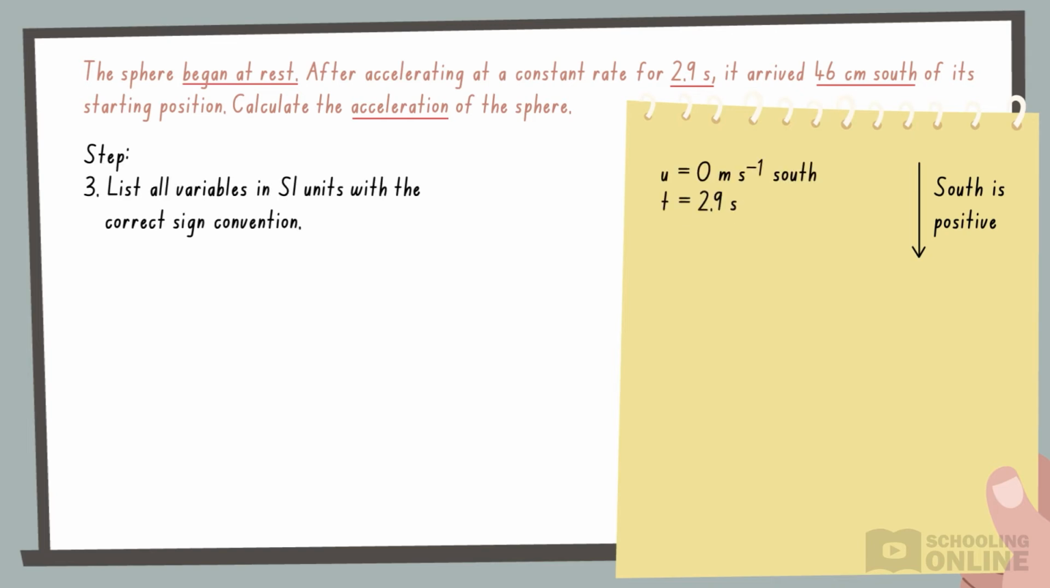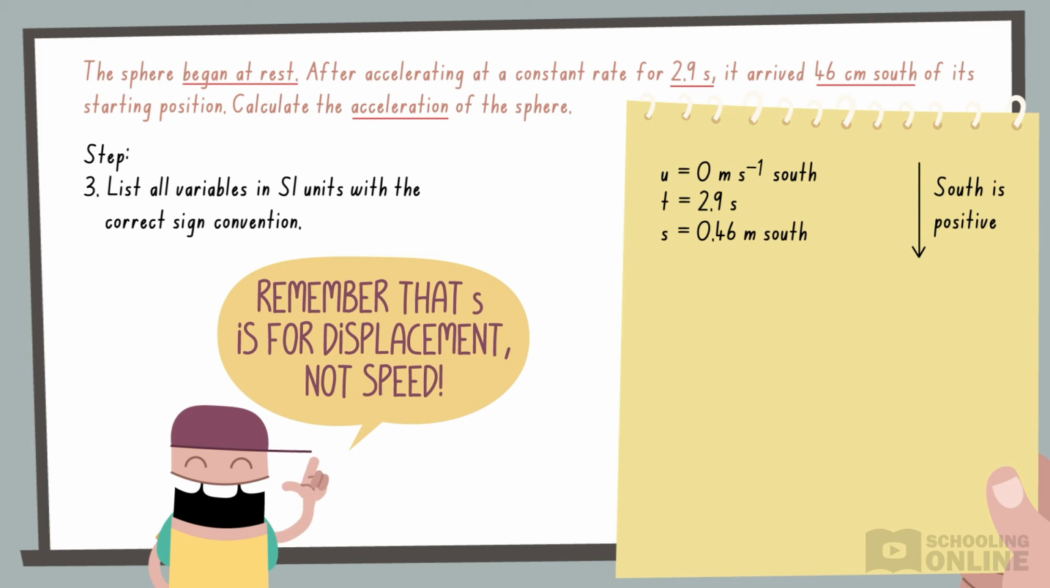Thirdly, we write down all important variables from the question. We can also write A for acceleration, so that we remember what we are trying to calculate. Before moving on, we need to check that all values are written in SI units, following the sign convention that we established earlier.